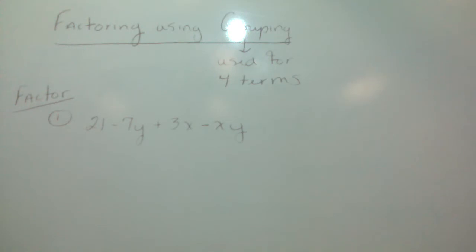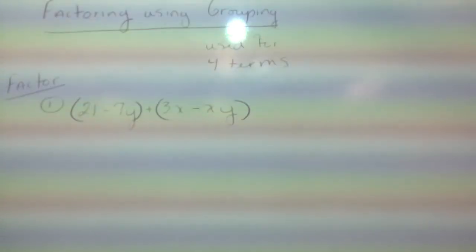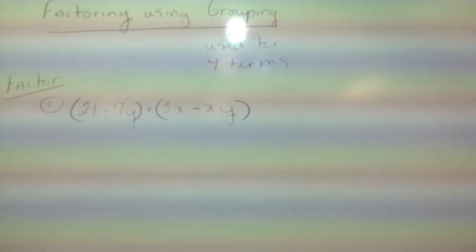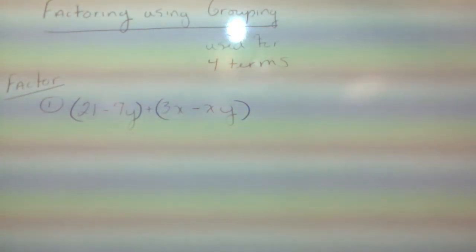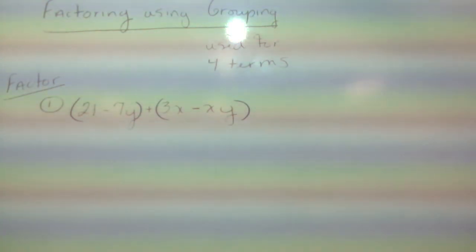That means I'm going to group the first 2 terms together and the last 2 terms together. So I'm going to put parentheses here, and I'm going to put parentheses here. Notice there's a plus. You have to have a plus there. We're going to be taking a look at a problem where there is no plus in what you need to do.